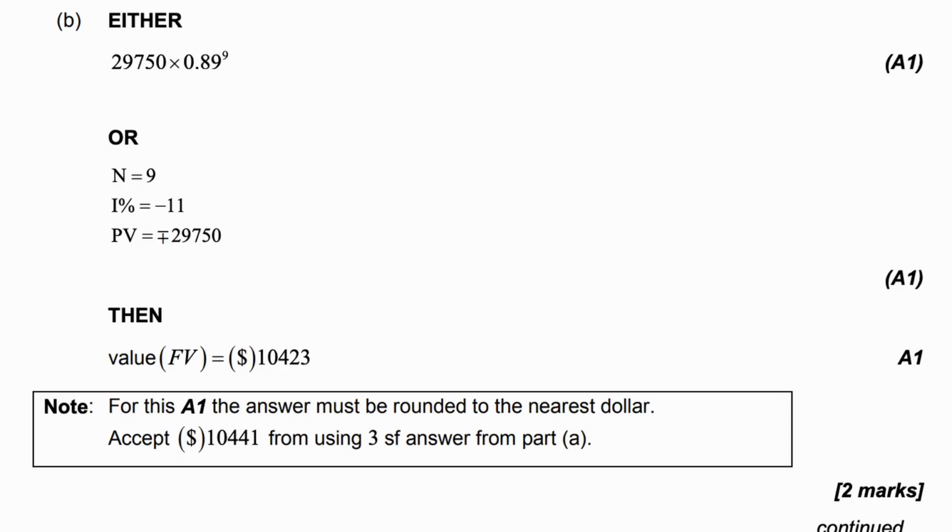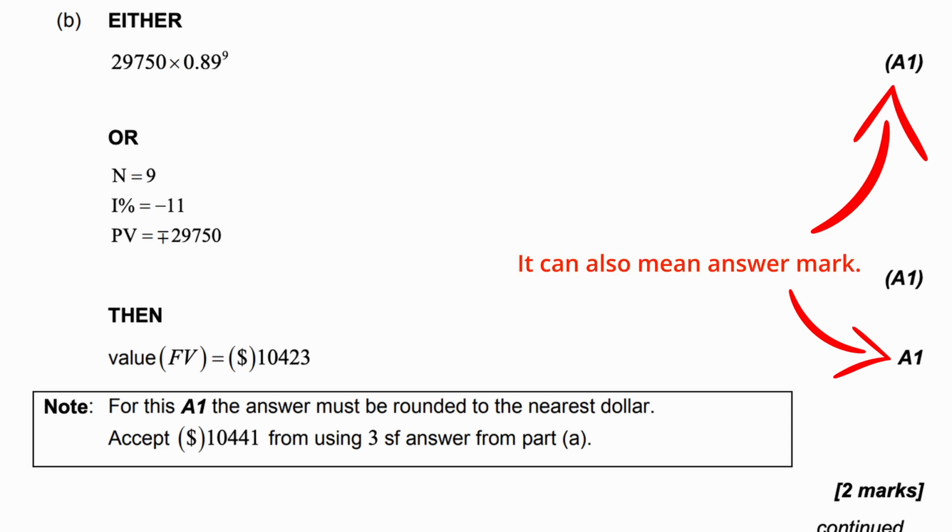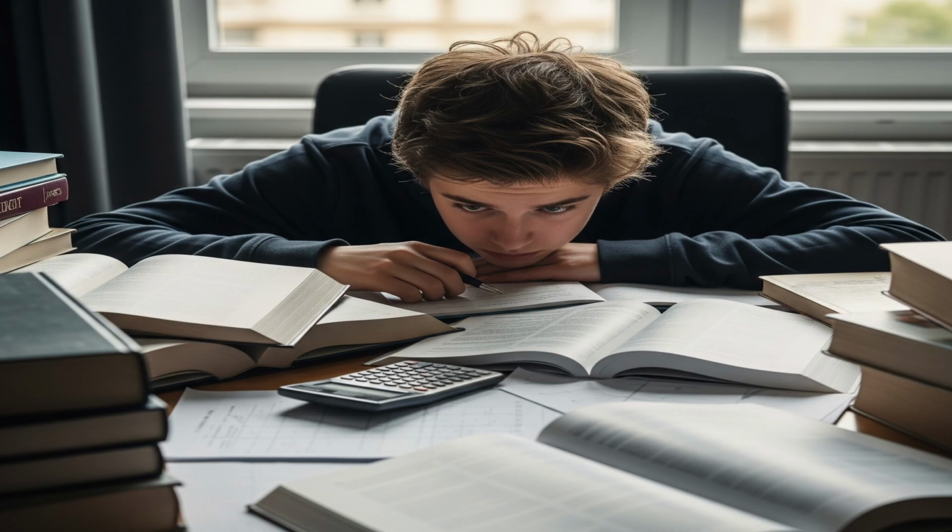Hey mathlets, have you ever checked your IB exam mark scheme and seen a little A1 next to an answer? That A stands for accuracy mark. It means your answer isn't just right, but it also got the right amount of precision. It sounds a bit confusing, doesn't it?